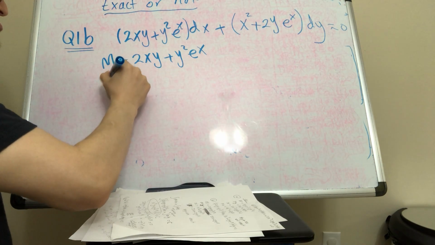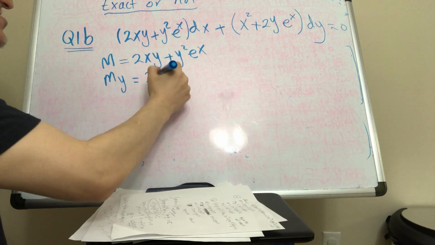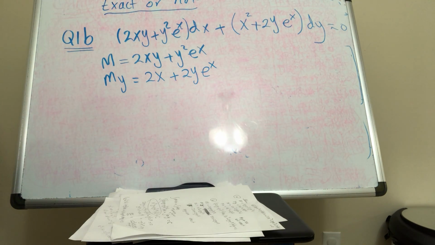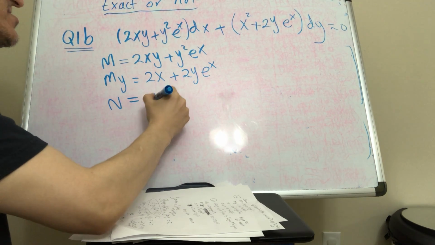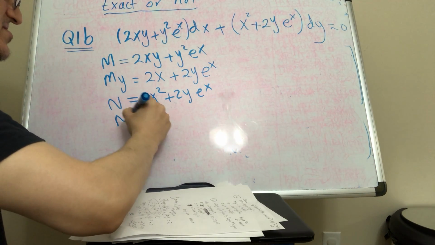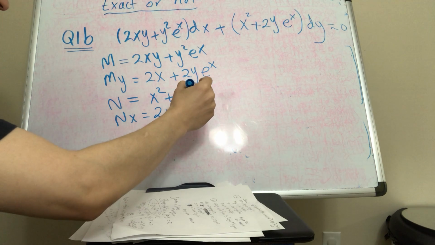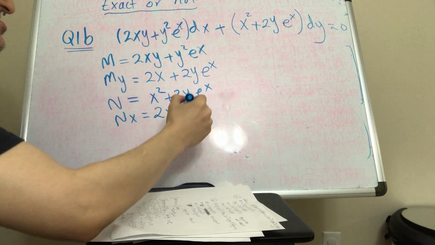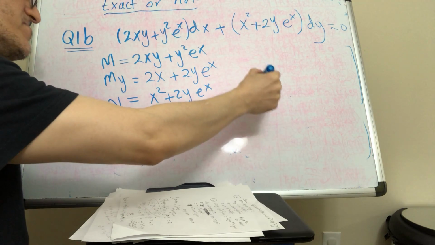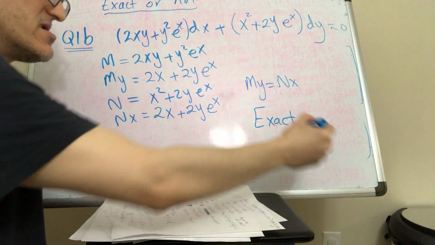Since this one is dx, we find the derivative with respect to y. A constant in front of y would be the constant. Here would be 2y eˣ. N would be x² + 2y eˣ. Since this is dy, we find the derivative with respect to x. Derivative of this is 2x, and derivative of e times a constant would be just the e times a constant. Now if you check, you'll see that M_y in fact equals N_x, so this one is exact.